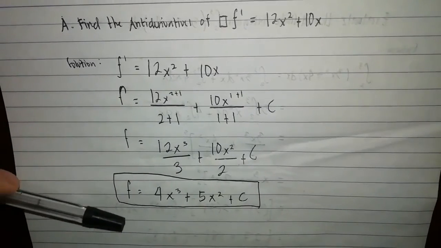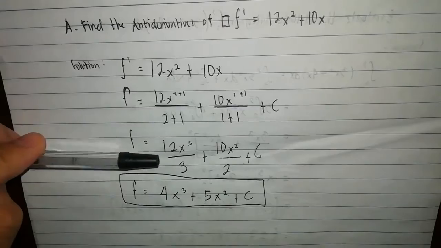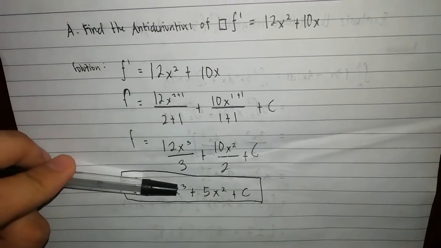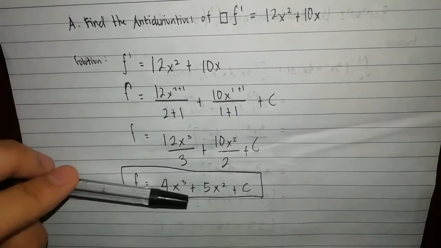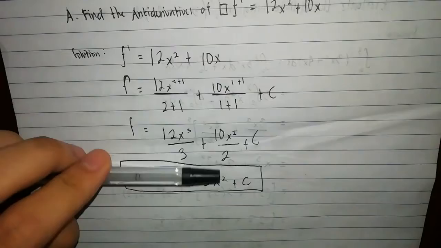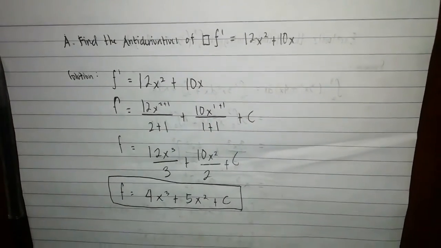And then the final result is just to simplify it. 12 divided by 3 is equal to 4, and then x cubed. Just copy the x cubed, and then plus 10 divided by 2 is equal to 5. Then copy the x squared, plus c. So that's how we get the answer for the first problem.